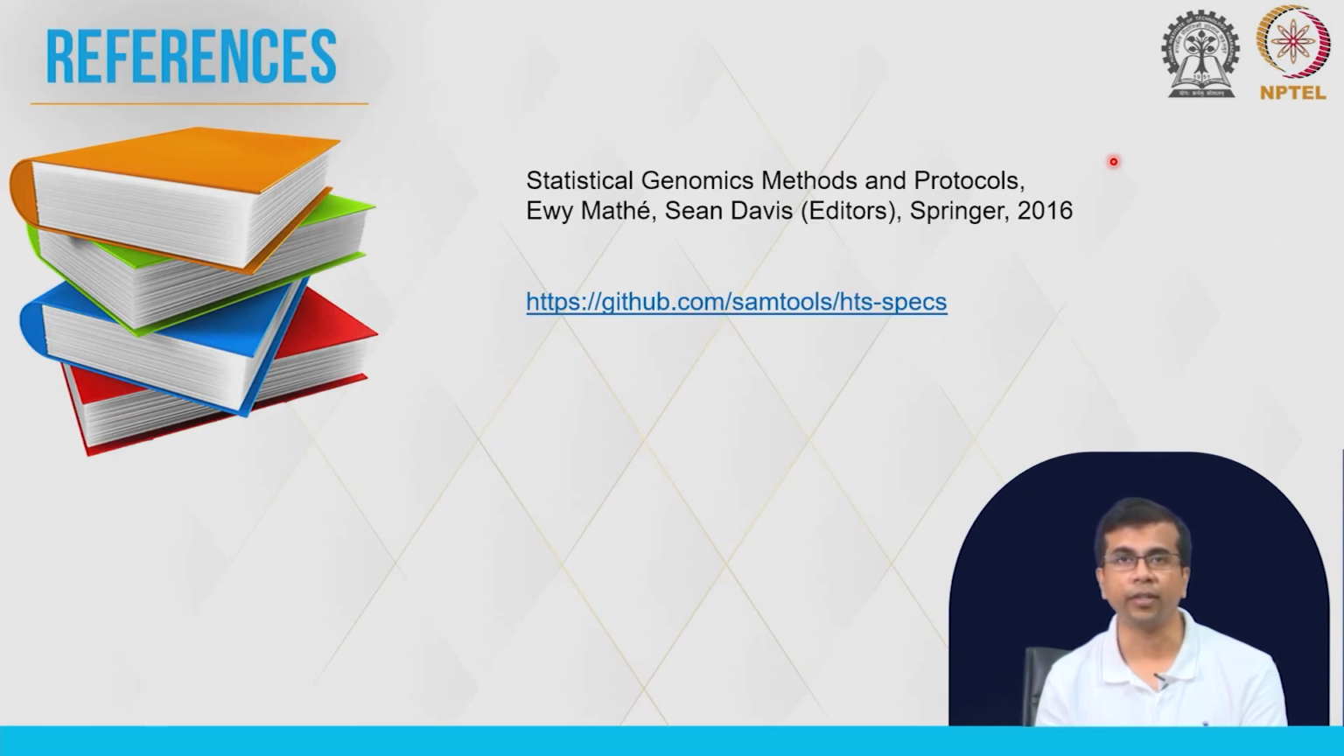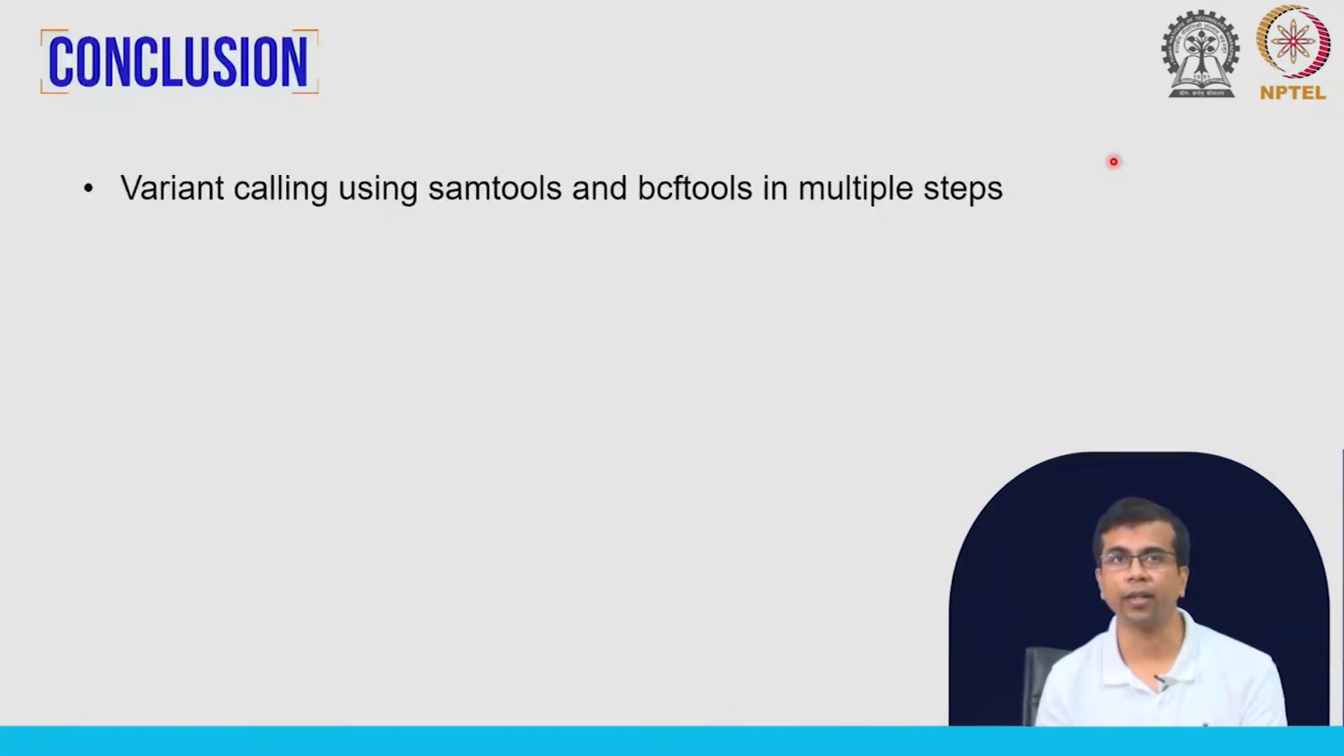So, here are the references that we have used for this class. To summarize, we have talked about variant calling using SAMtools and VCFtools in multiple steps. We have summarized this in this class. We have talked about the hands-on that we have done, and we have mentioned the steps and the commands that we utilized.